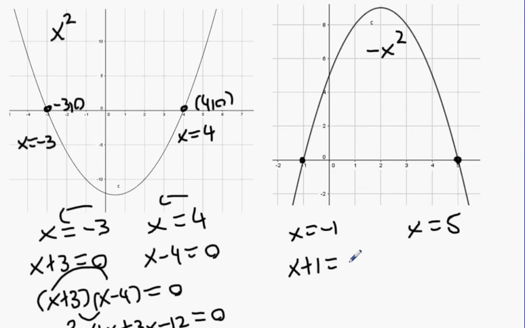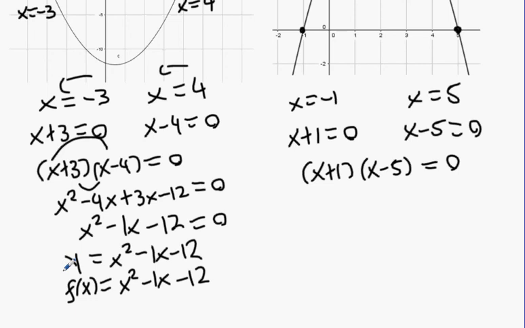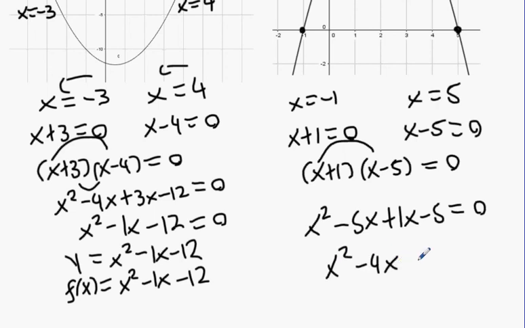x plus 1 equals 0 and x minus 5 equals 0. You then multiply x plus 1 by x minus 5 equals 0. Now, we're going to end up with a U-shaped formula, but there's a quick fix on that. So it's x squared minus 5x plus 1x minus 5 equals 0. That gives me x squared minus 4x minus 5.